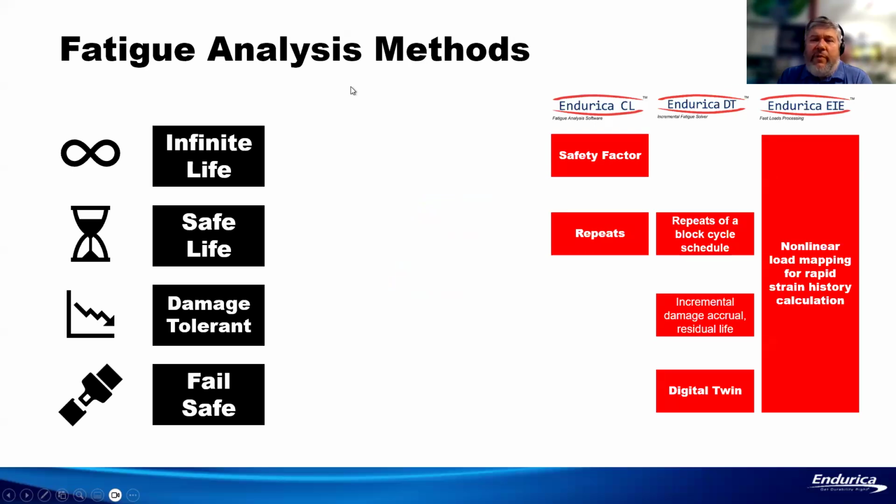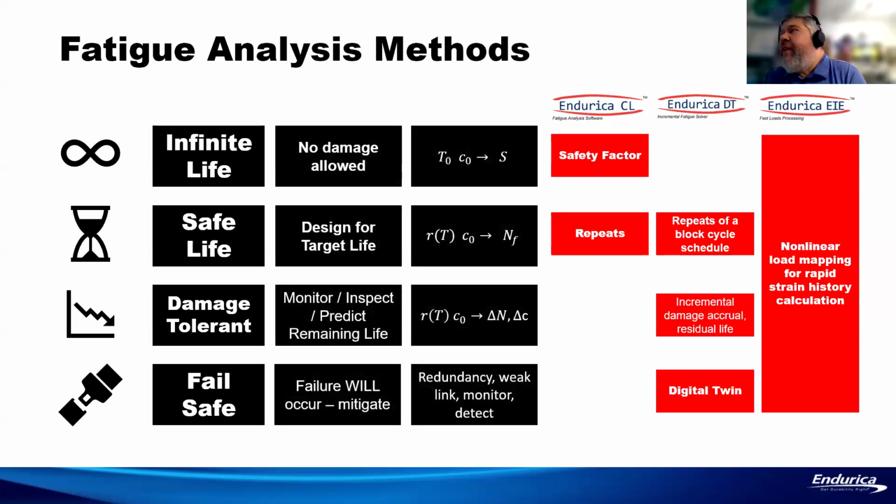When you say that you're going to work on durability for a part, you really need to specify what you mean by that. There are a number of different approaches that people take to durability problems. The four categories that we normally see would be the infinite life, the safe life, the damage tolerant, and the fail-safe approaches, right? These are well-known approaches that you can find in any fatigue textbook. In the infinite life approach, we say that no damage is allowed. We just make sure that the loads are below the fatigue limit. So it's a very simple approach.